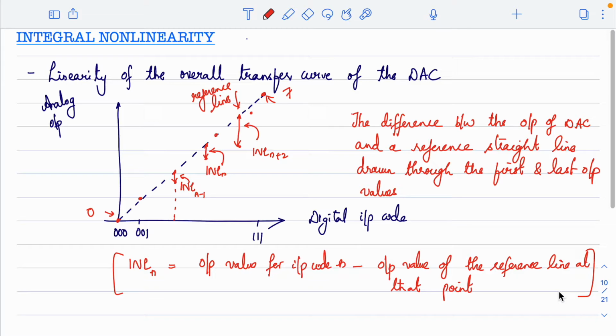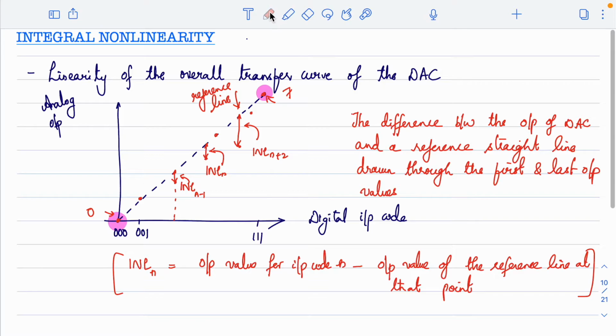Now multiple questions will come to our mind, right? Here we are keeping the first point and the last point as reference. I am drawing a reference line connecting the first and last point. Now the question is, what if there is some other error which is not giving you exactly 0 volt at the output? There are arguments based on that. There are different methods of calculating INL. Whatever I have told just now is one such method. We will discuss the other two methods and how they are useful.